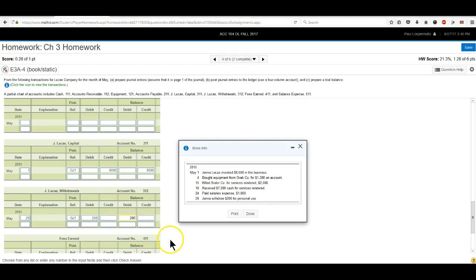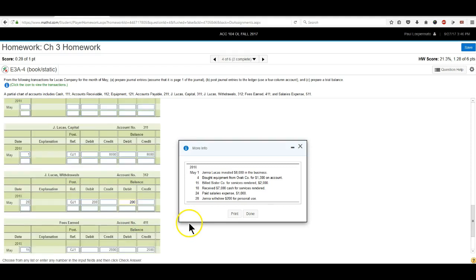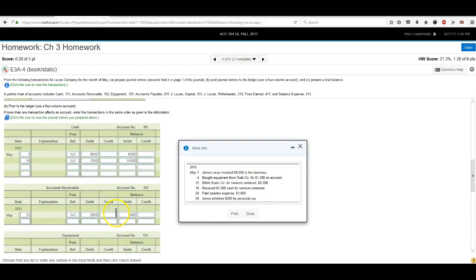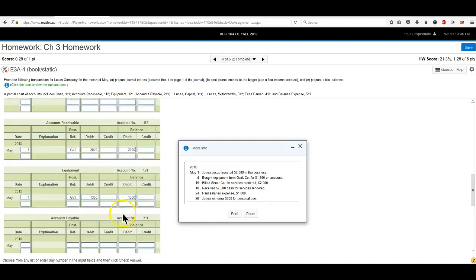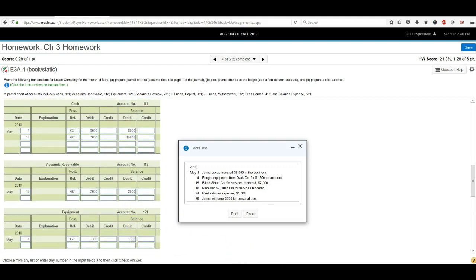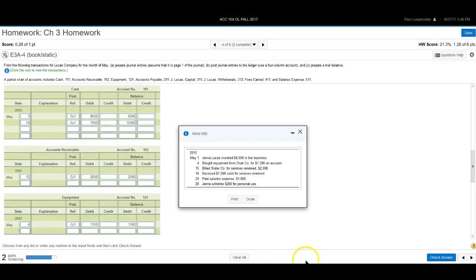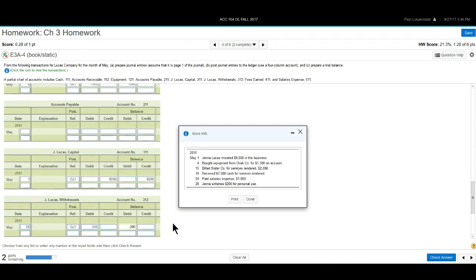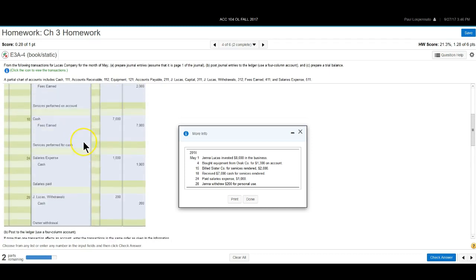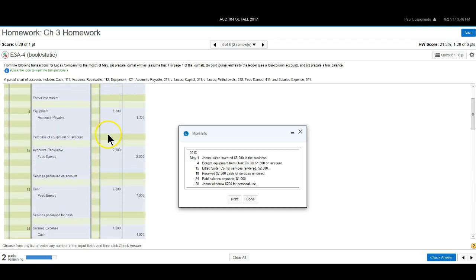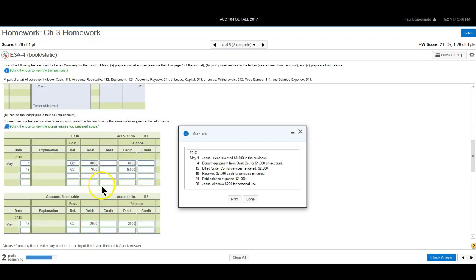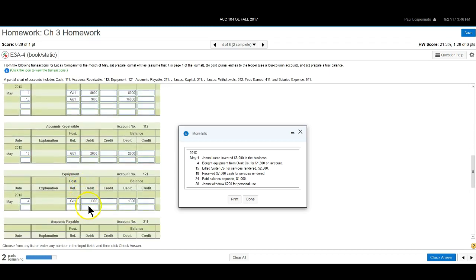Okay, so that should take care of the transactions, but now I have to put the balances in before I can prepare the trial balance. As you can see, I still haven't checked the answer yet. I think I have to put the balances in. Why is there nothing in accounts payable? That's weird. Ooh, did I forget a posting? Did I debit equipment and credit accounts payable? You see that? I would have got nailed on that.